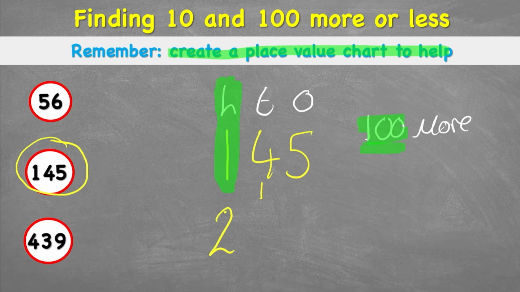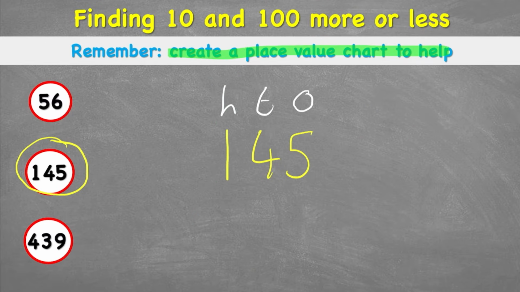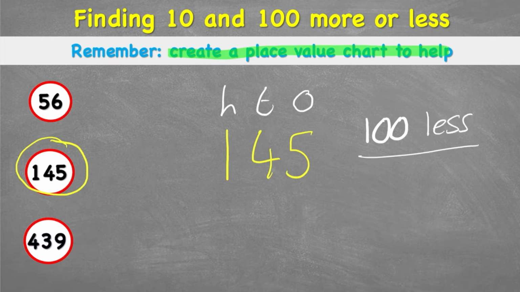I didn't do anything to my 4 in the 10s column, and I didn't do anything to my 5 in the 1s column. So my new answer to 100 more than 145 equals 245. Okay, but what about 100 less? Okay, well, let's do the same thing. We know we're looking in our hundreds column, and I can see I have a 1.